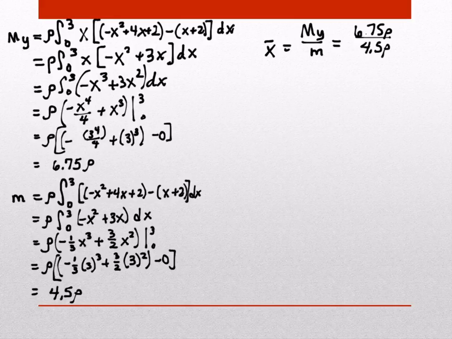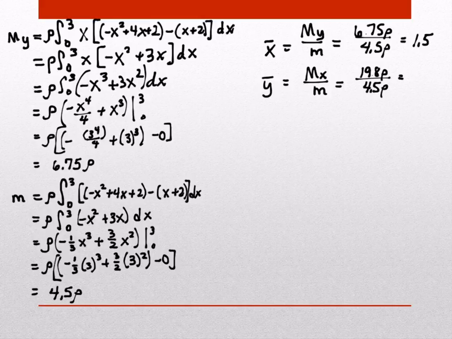What do you notice about the rhos? They cancel out. Did we really need to know what rho is? Not in the slightest. So what happens when I take 6.75 and divide it by 4.5? 1.5 is correct. Now we're going to do y bar, which is m sub x divided by m. And m sub x we had was 19.8 rho over the same 4.5 rho that we just used above, to give me 4.4.